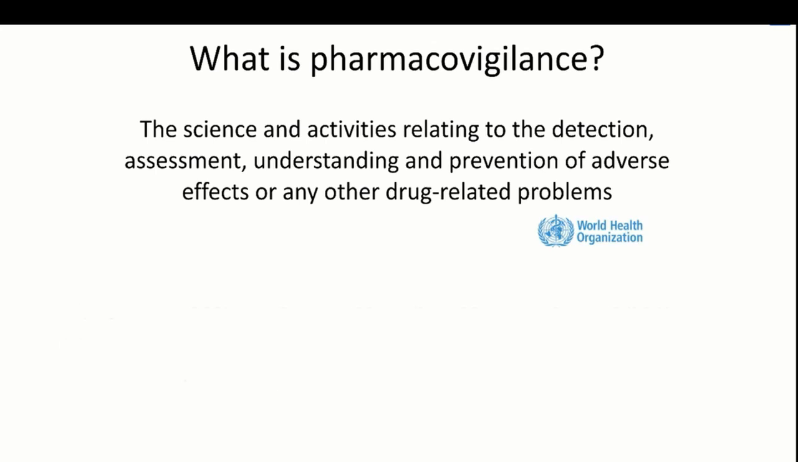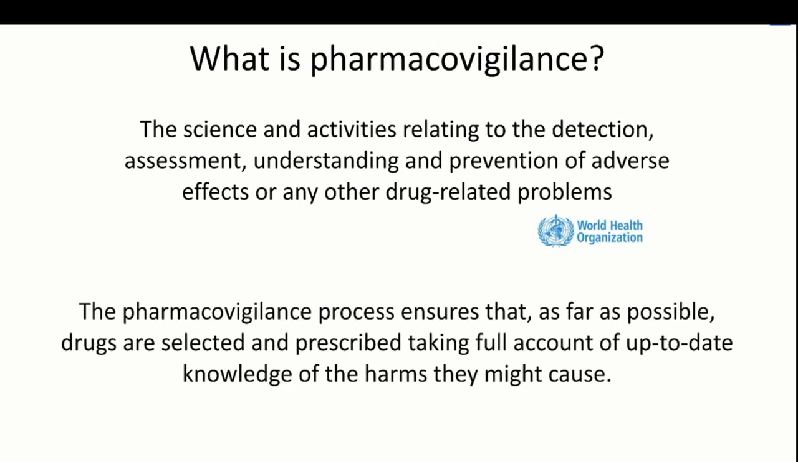The aim of pharmacovigilance is to ensure that, as far as possible, drugs are selected and prescribed, taking full account of up-to-date knowledge of the harms they might cause. Pharmacovigilance is about protecting patients by enabling a more accurate assessment of risk versus benefit to be made, providing better information for prescribers and patients, and if necessary, withdrawing or restricting the use of medicines.